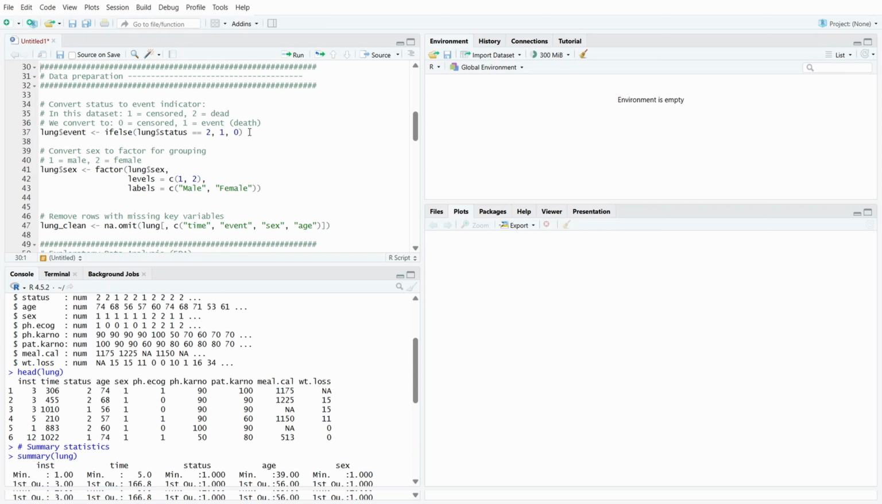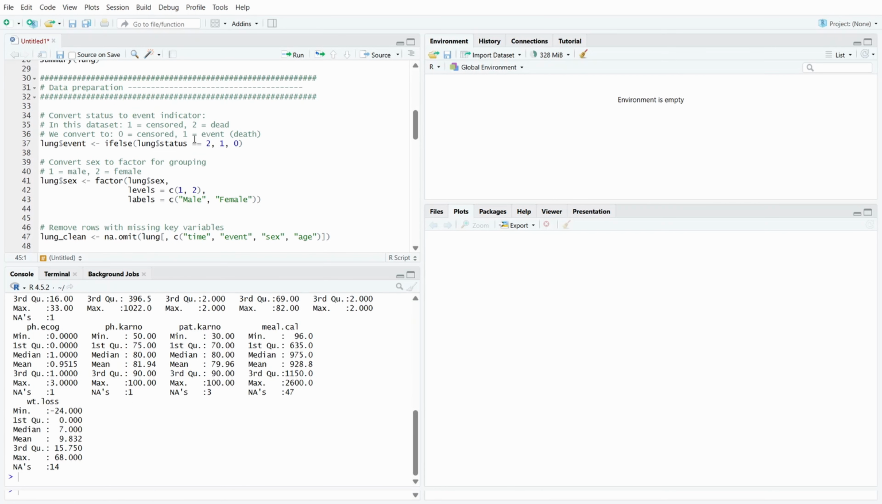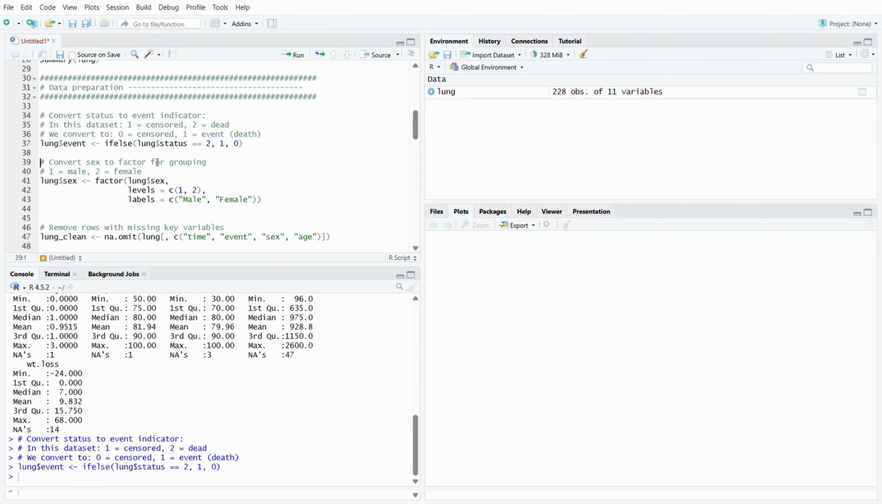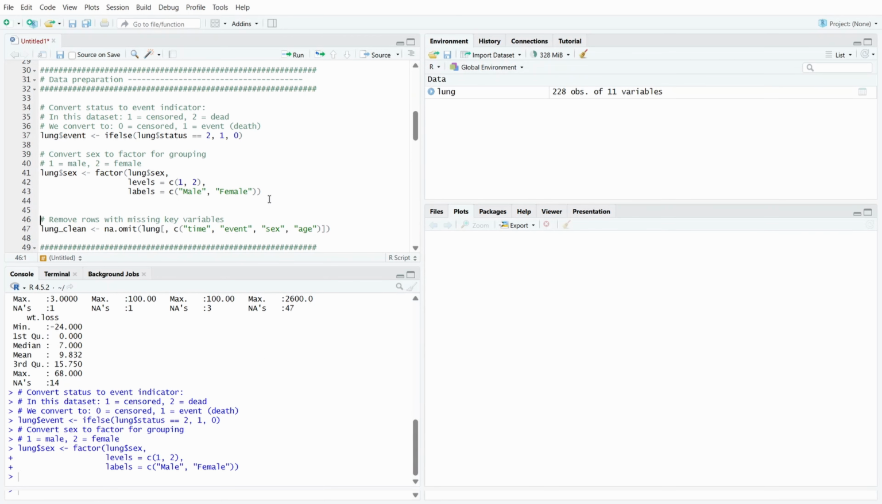In survival analysis, we need a clear indicator of whether the event of interest, in this case death, has occurred. The dataset codes this as 1 for censored and 2 for death, so we recode it into a more standard format where 1 represents the event and 0 represents censoring. We also convert the sex variable into a factor, labeling the groups as male and female. This makes the data easier to interpret and allows us to compare survival outcomes between groups later on.